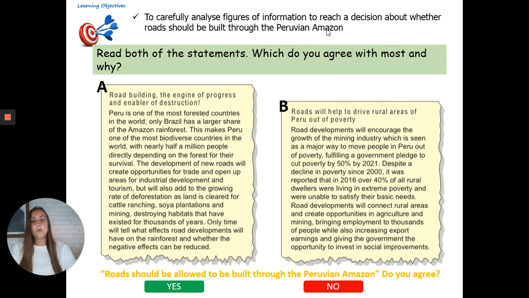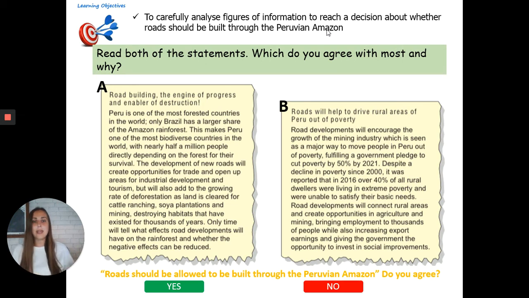Okay, so we're coming to being able to make our decision about whether we think roads should be built through the Peruvian Amazon or not. And I've got two answers here, A and B. What I want you to do in a sec is pause this video so you can read them. They're also on your Teams or your emails. Have a read through them and think, which one do I agree with most?